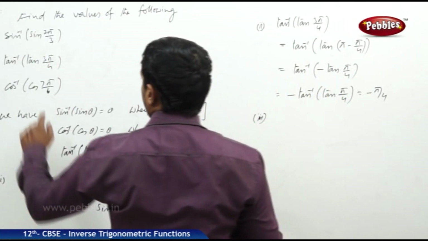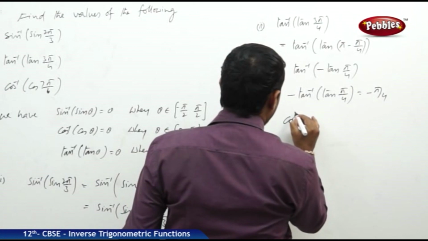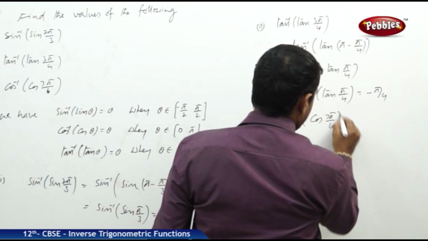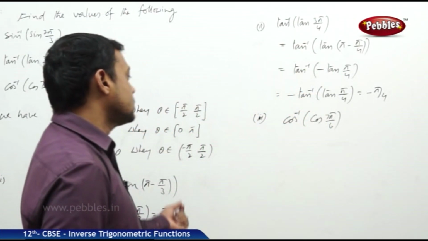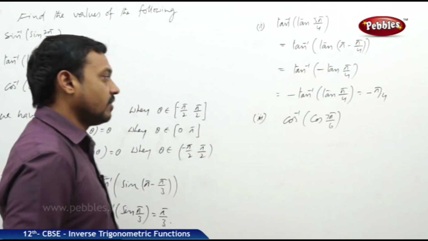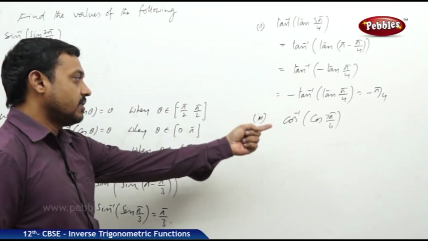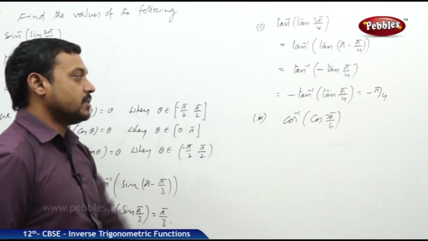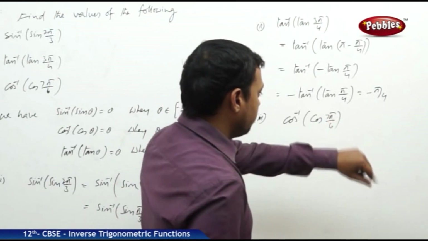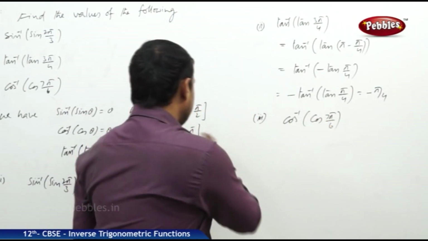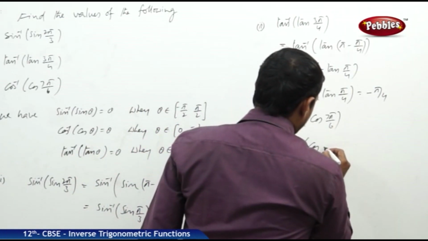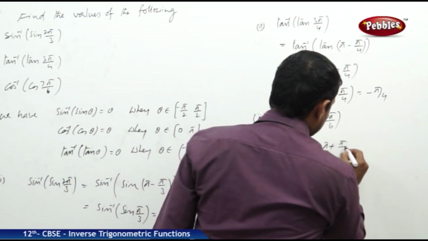Third bit. Cos inverse of cos 7 pi by 6. Does 7 pi by 6 belong to the interval 0 to pi? No. It is exceeding that interval, because 7 pi by 6 is pi plus pi by 6. Hence, we can write 7 pi by 6 as pi plus pi by 6.